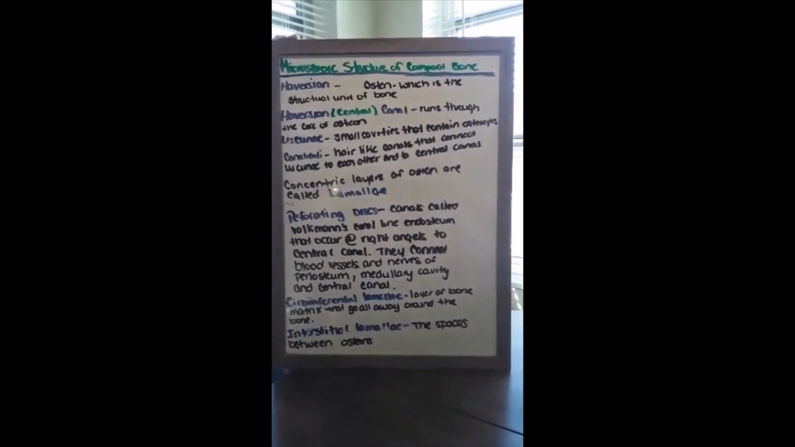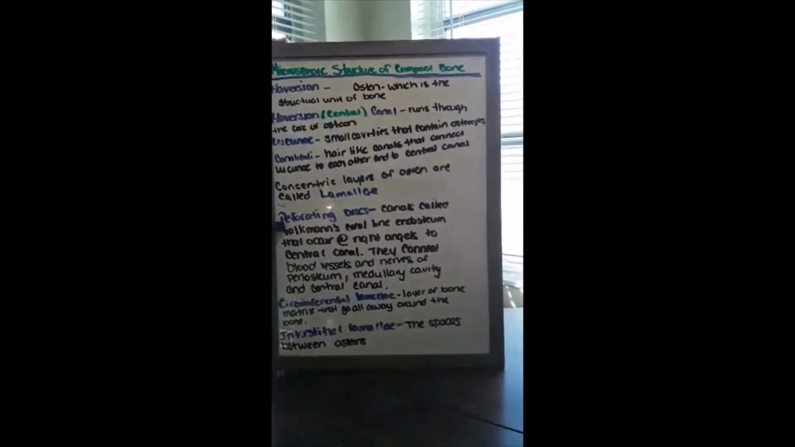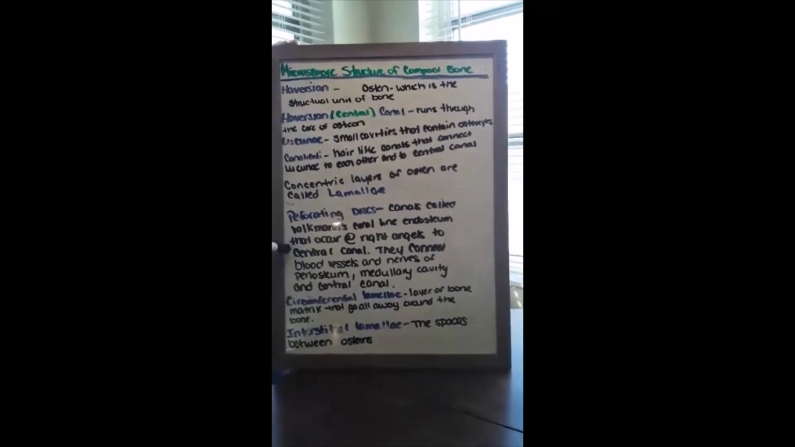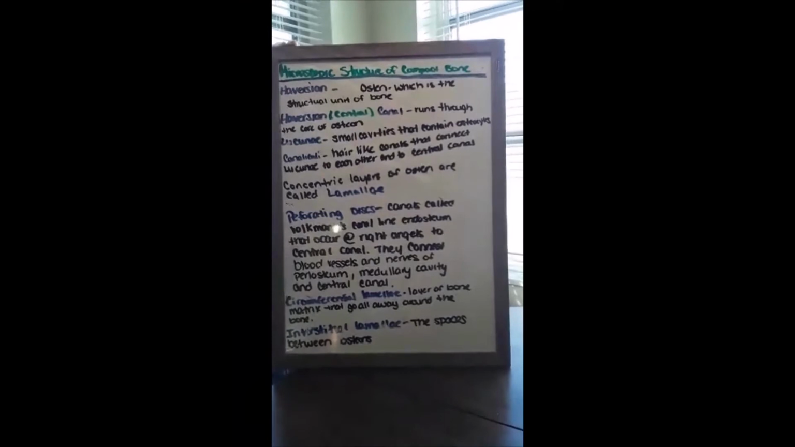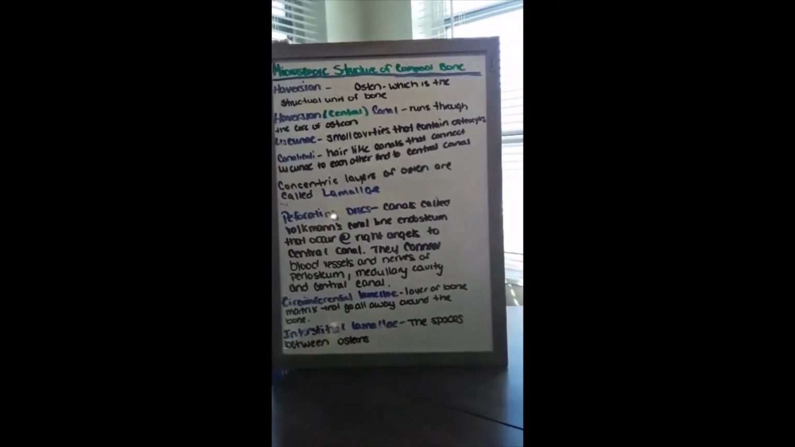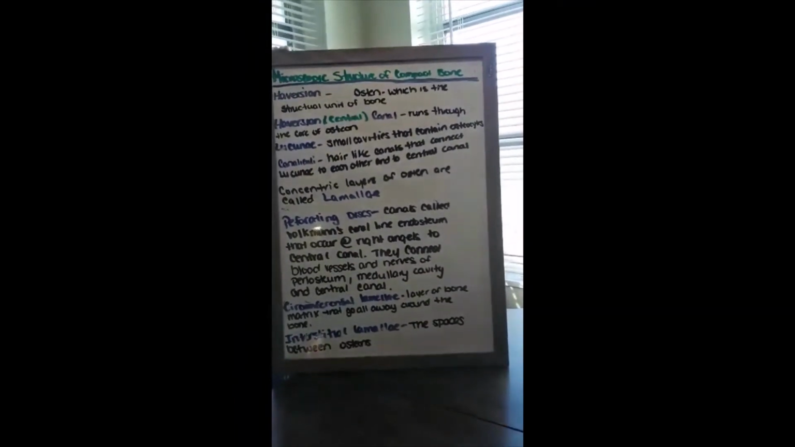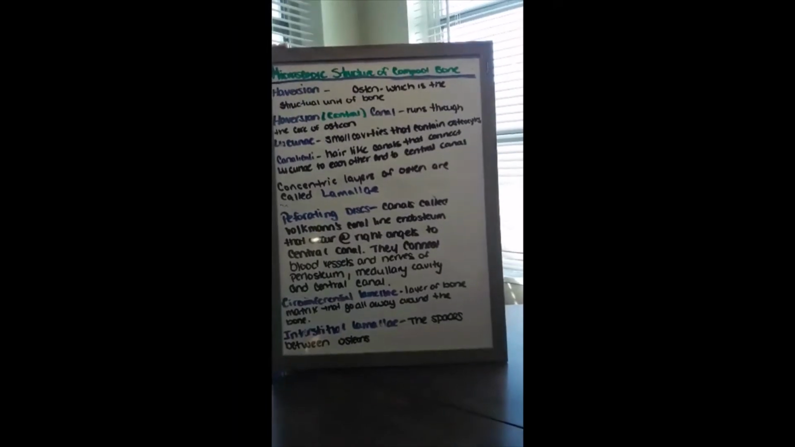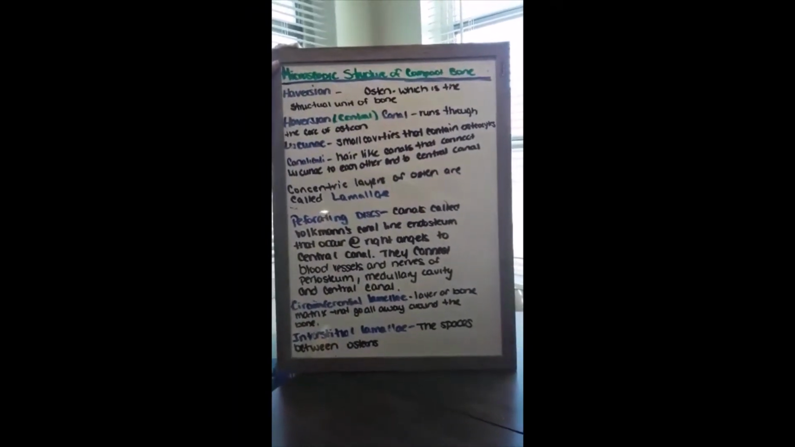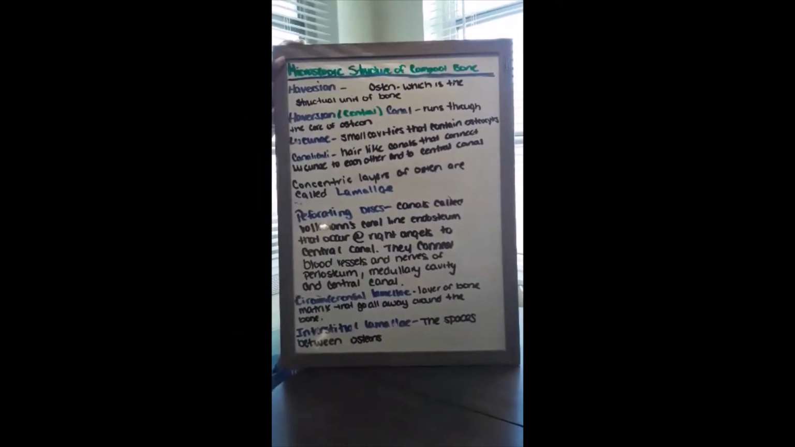Concentric layers of osteons are called lamellae. Perforating canals, called Volkmann's canals, lie at right angles to the central canal. They connect the blood vessels and nerves of the periosteum, medullary cavity, and central canal. Circumferential lamellae are layers of bone that go all the way around the bone. Interstitial lamellae are the spaces between osteons.